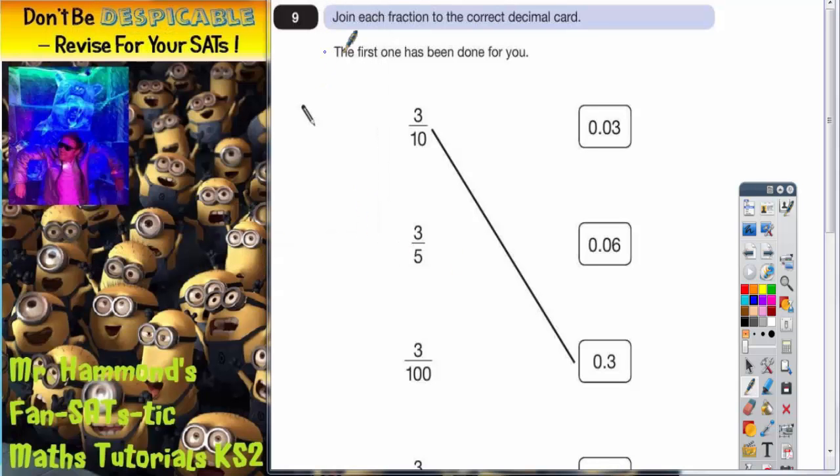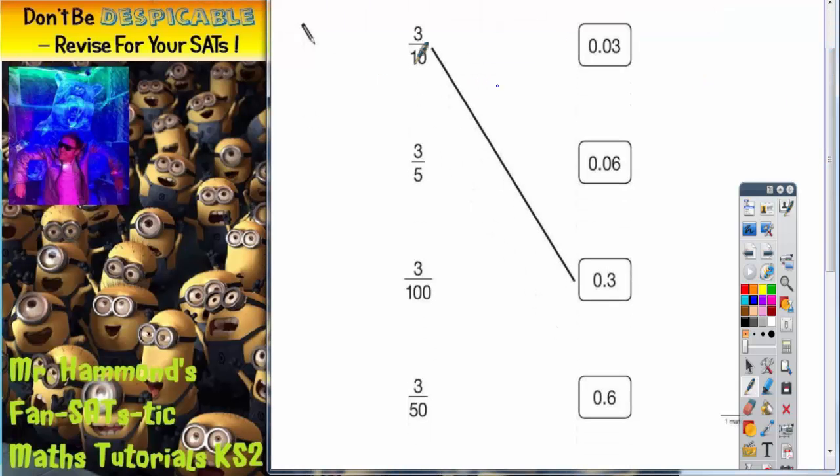Question 9. Join each fraction to the correct decimal card. The first one has been done for you. So the first one we've got is 3/10, which is equivalent to 0.3.